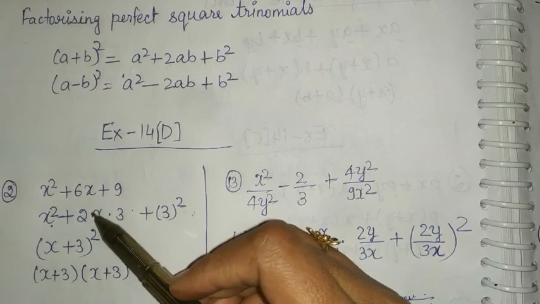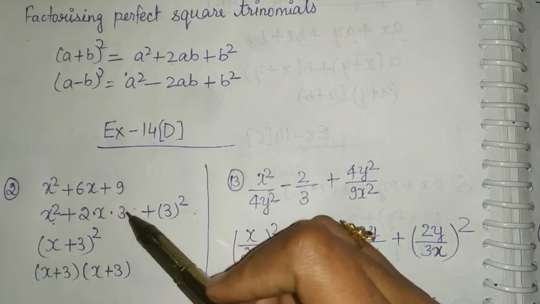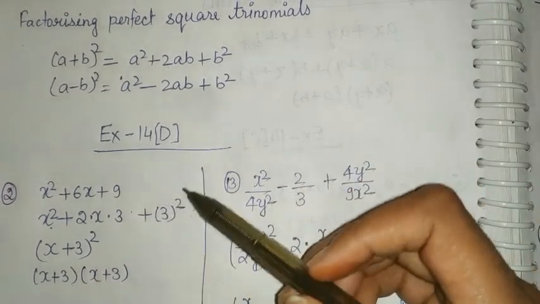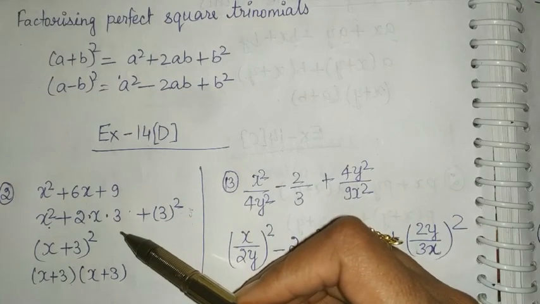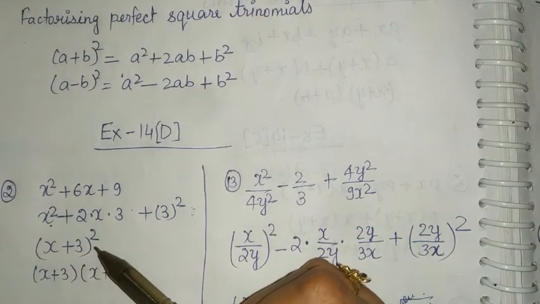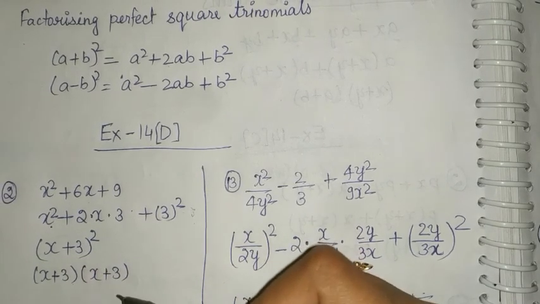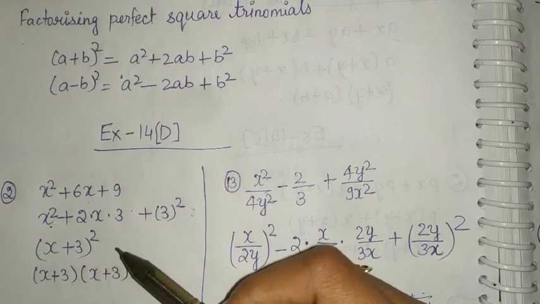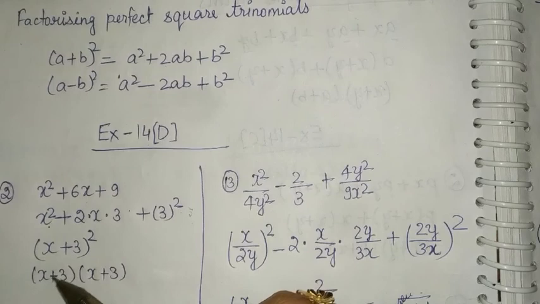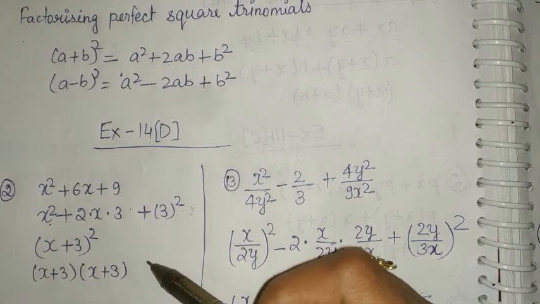Instead of 6x, we will write 2 into a into b. So term a is x and term b is 3. We can get it from here, since 3 square is equal to 9. So we can write 3 for b. Now we have (x plus 3) whole square, and instead of the whole square, we can write the same term 2 times. Suppose you want to find a square, then you can multiply a into a, which means you multiply the same term 2 times to get the square. So you will multiply (x plus 3) and (x plus 3).